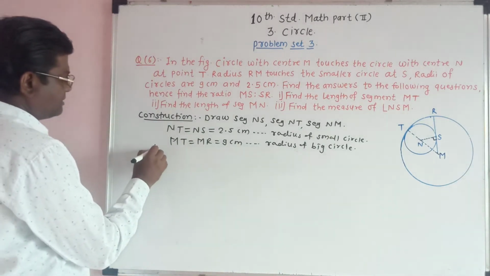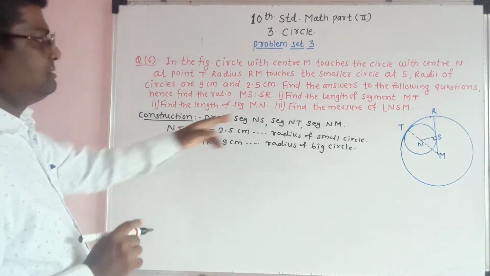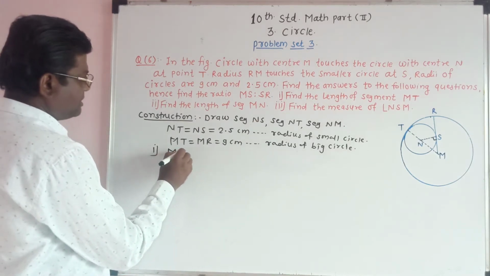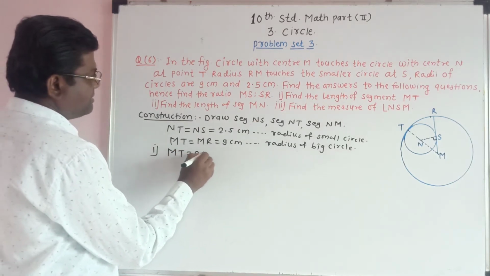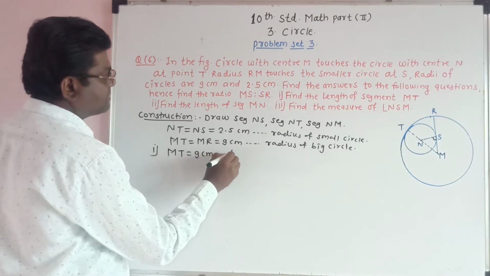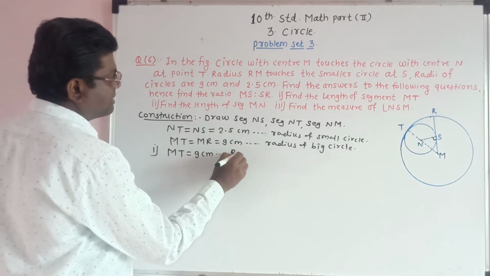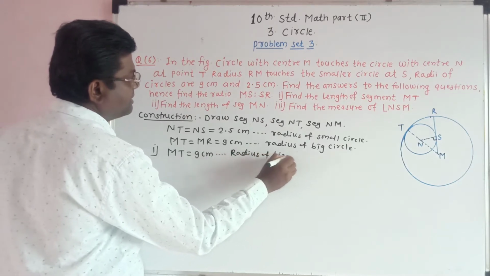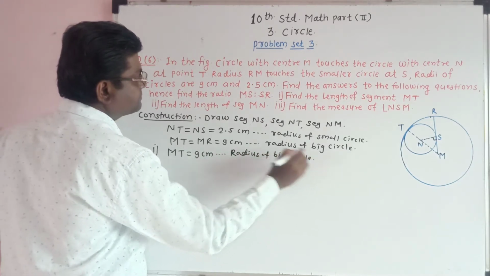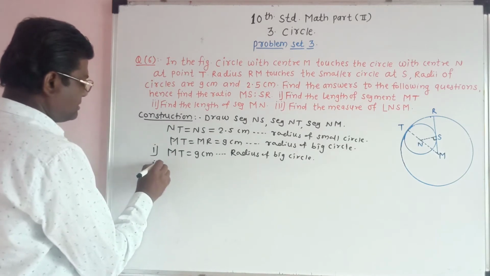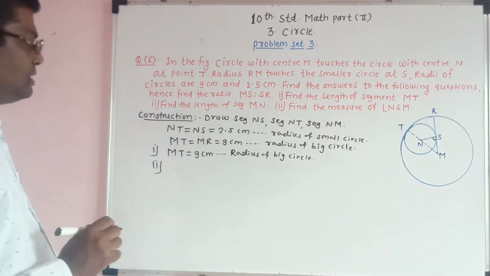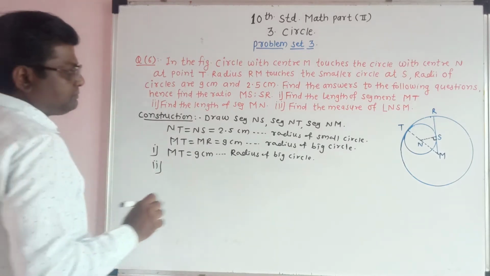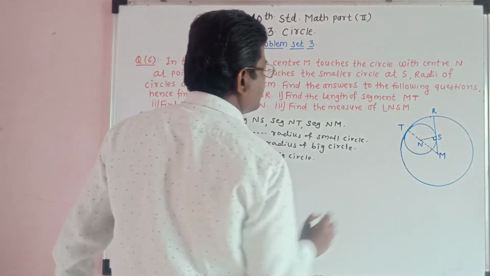Now number 1, we have to find the length of MT. So MT is equal to 9 cm and reason is radius of big circle. This is first answer. Number 2, find the length of MN. So we have to find MN.